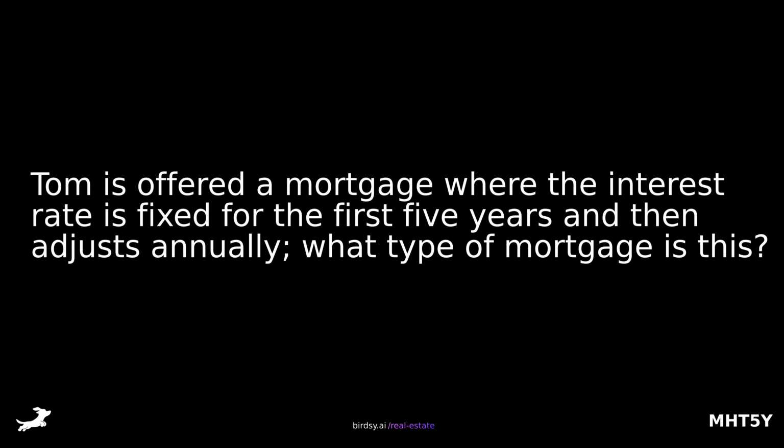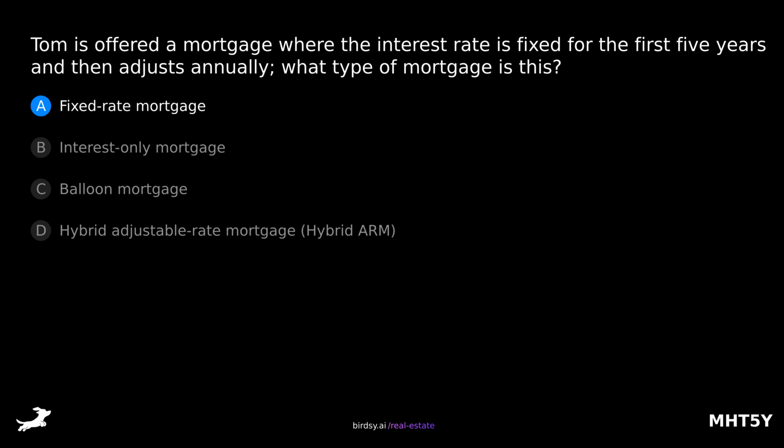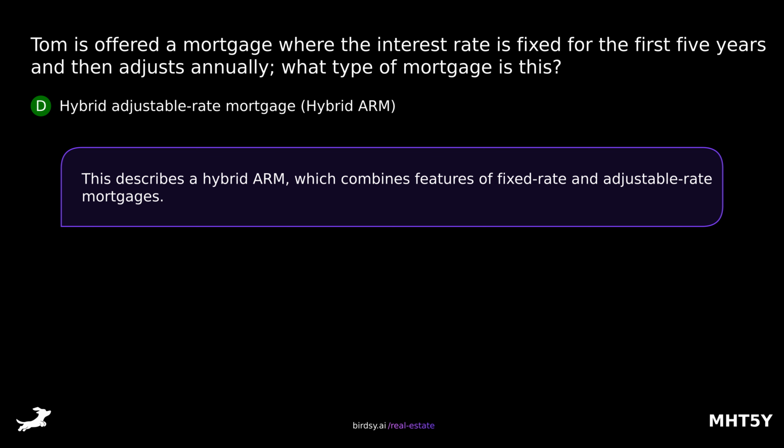Tom is offered a mortgage where the interest rate is fixed for the first 5 years and then adjusts annually. What type of mortgage is this? B, interest-only mortgage, C, balloon mortgage, or D, hybrid adjustable rate mortgage, hybrid ARM? The correct answer is D, hybrid adjustable rate mortgage, hybrid ARM. This describes a hybrid ARM, which combines features of fixed rate and adjustable rate mortgages.